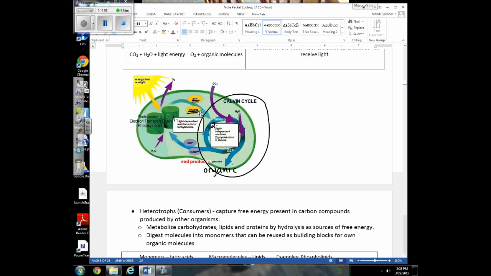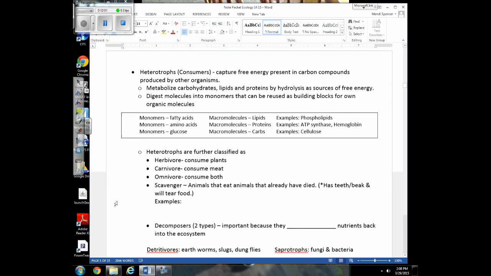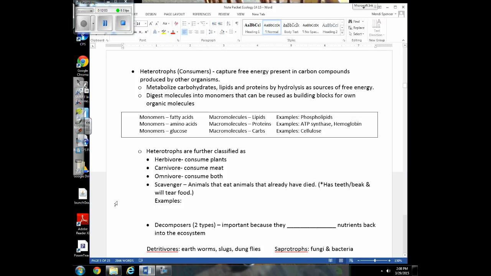So autotrophs are able to fix carbon, but heterotrophs are not able to. So heterotrophs, or consumers, they're relying on getting free energy from the organisms that they eat, and they're also getting their carbon compounds as well from those organisms that they eat. So when they eat an organism, they can break down some of these organic molecules like carbohydrates and lipids. They can use it for free energy, but they're also getting their monomers, or their building blocks, to actually build their own organic molecules, their own lipids, carbs, and proteins.